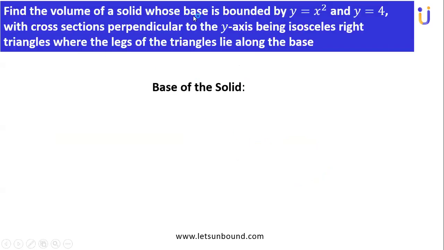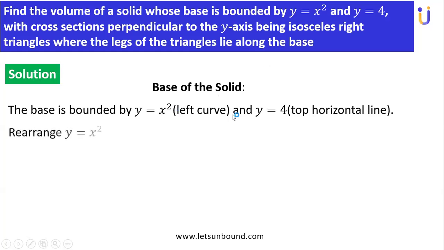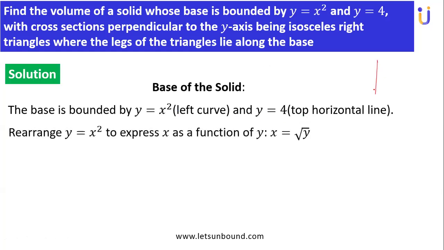Right. Find the volume of the solid whose base is bounded by y is x squared. It's very similar to what we did before, but this time your cross sections will be isosceles right triangles, where the legs of the triangles lie along the base. Okay, the base of the solid is formed by y is x squared and y is 4. Quick sketch of it.